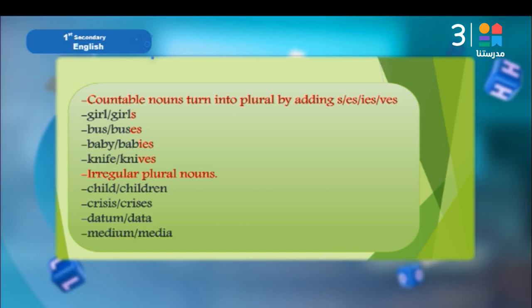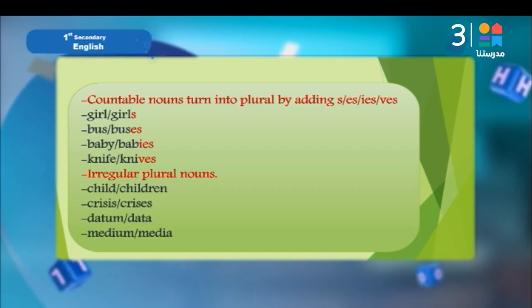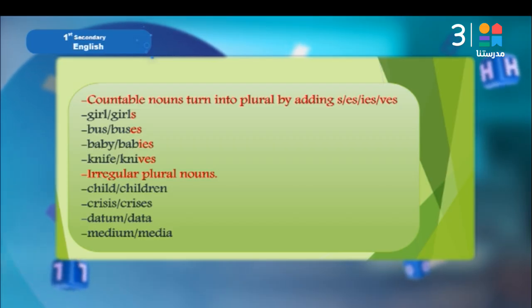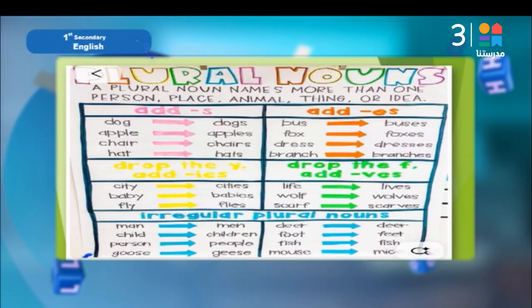I don't say mediums, and I don't say medias. Medium is singular, so if I want to make it plural, it becomes media. Okay. If we look at this chart, it looks very nice, and the colorful chart will attract, very catchy, to attract your eyes, to catch you.